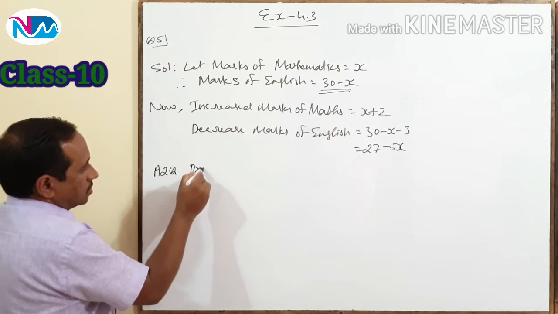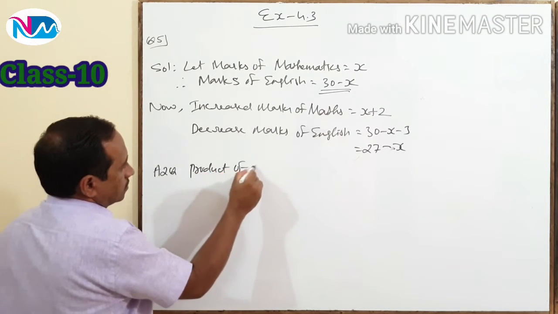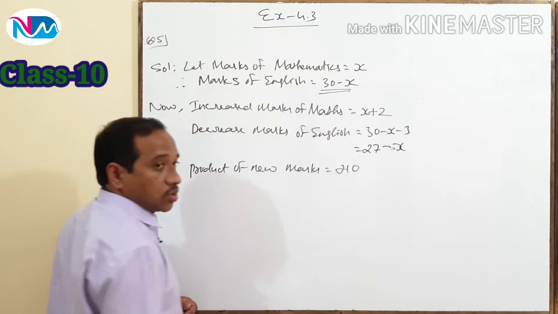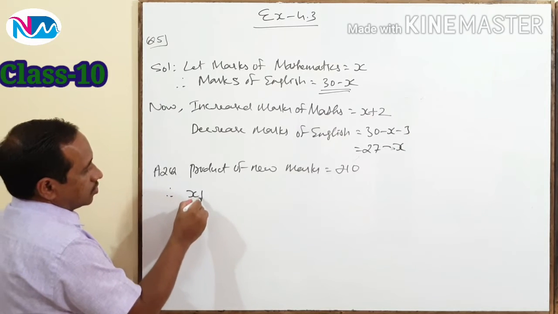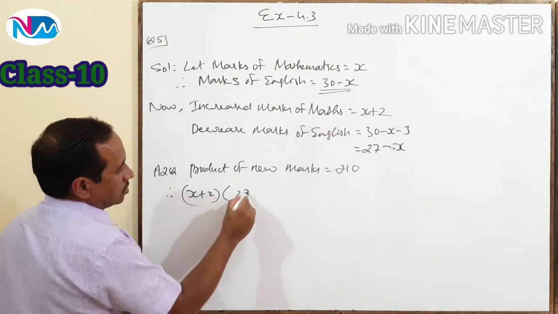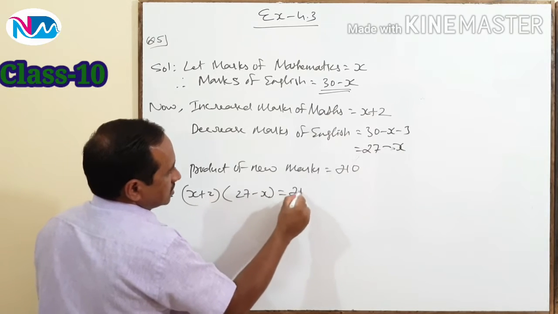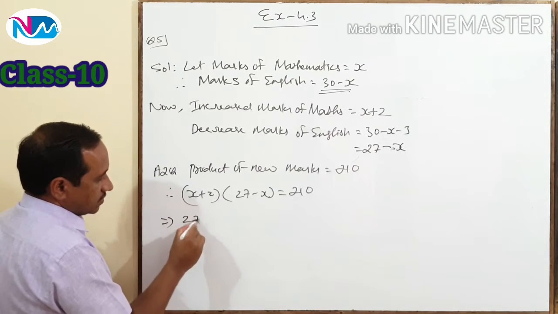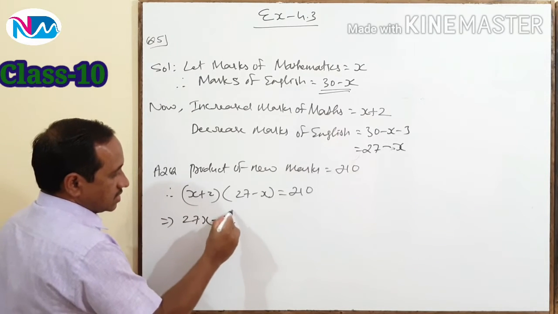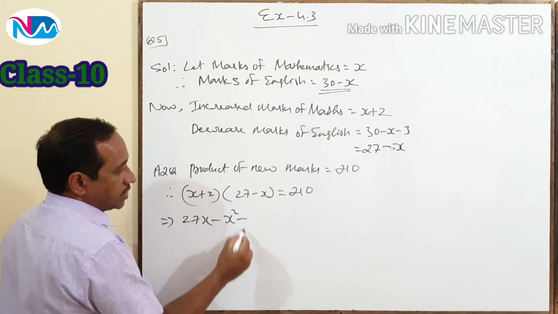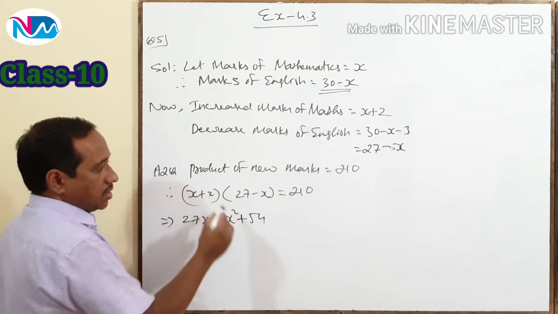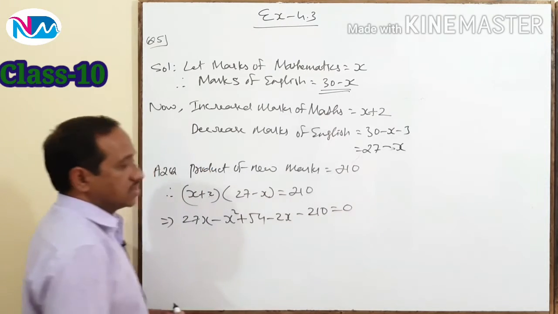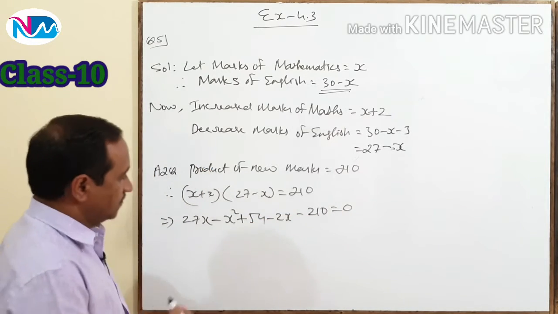According to the question, product of new marks is equal to 210. Therefore, we can write x plus 2 into 27 minus x is equal to 210. x into 27, 27x. x into minus x, minus x square. 2 into 27, plus 54. 2 into minus x, minus 2x. Minus 210 is equal to 0. I am taking 210 to LHS.